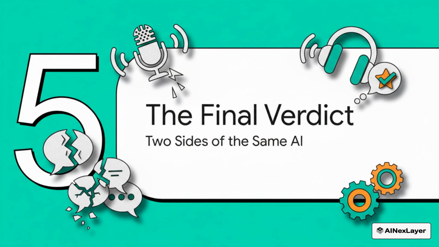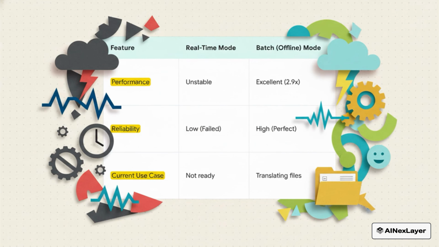So after all that, what is the final verdict here? We've got an AI with 2 completely different personalities, a spectacular failure in one mode and a really surprising success in another. Let's break it down. This summary table lays it all out pretty clearly. The real-time mode, it's just not ready. It's unstable, it's unreliable, but the batch mode, it's a completely different story. It's excellent, it's reliable, and it has a very clear use case right now for anyone who needs to translate audio files. It's an AI with a split personality, for sure.